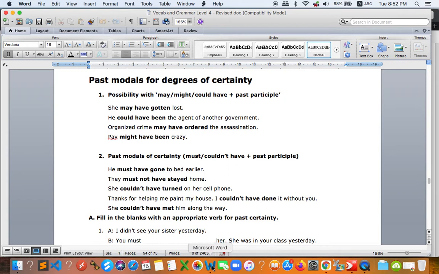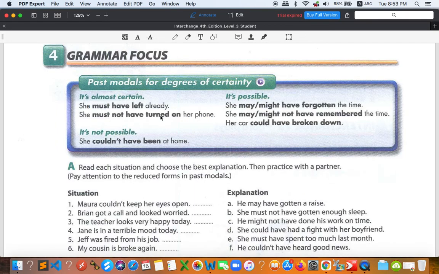Let me begin with number 1, possibility with may, might, could have, plus past participle. If we compare this to our lessons, we have may, might, could. Even could is also possible. Could is not possible as well. Almost certain, must. Almost not. Just an example right here. So it is not possible or possible. It is okay. It's just a matter of having a negative form. So you don't have to get confused with this.